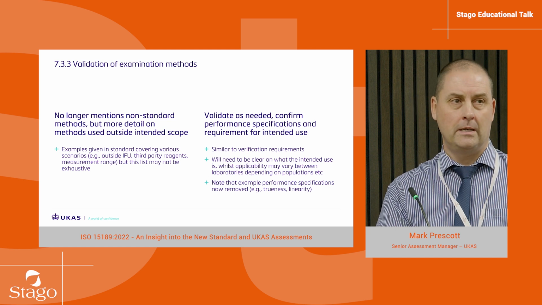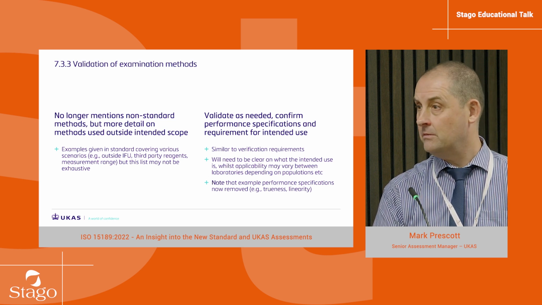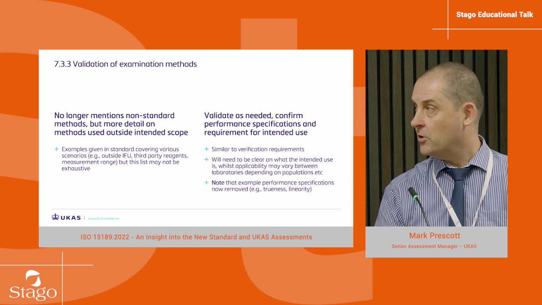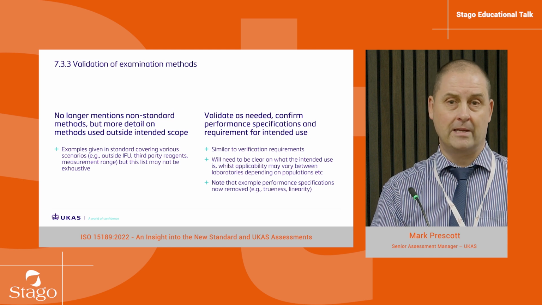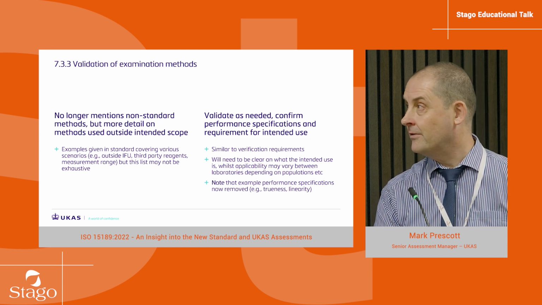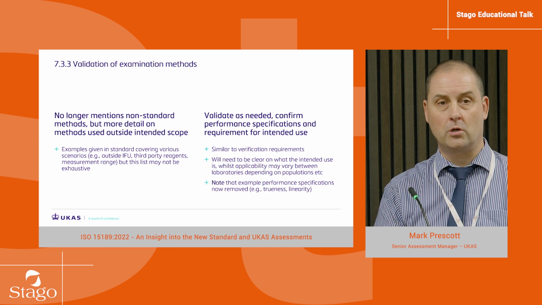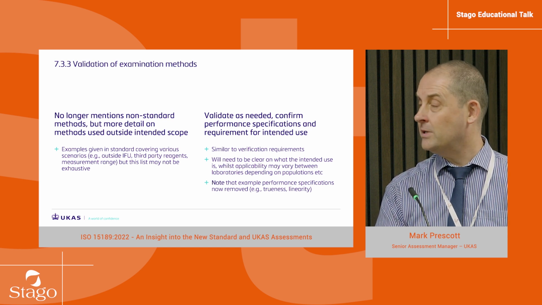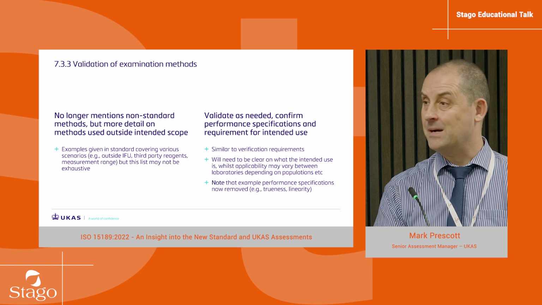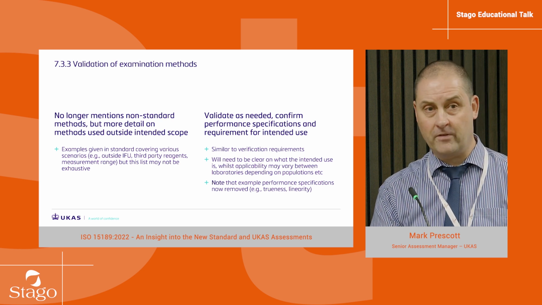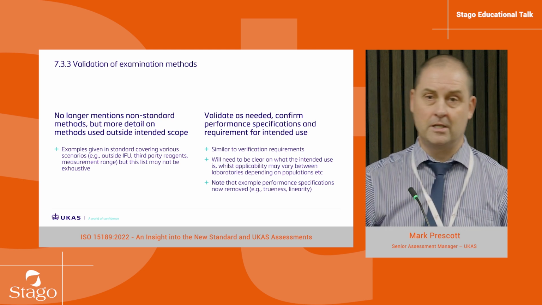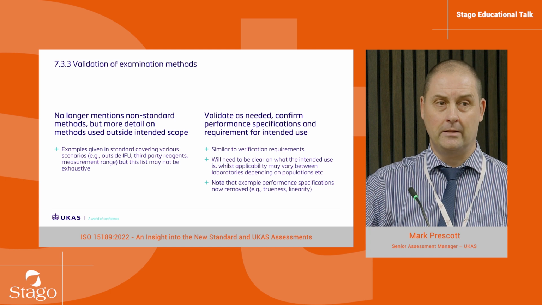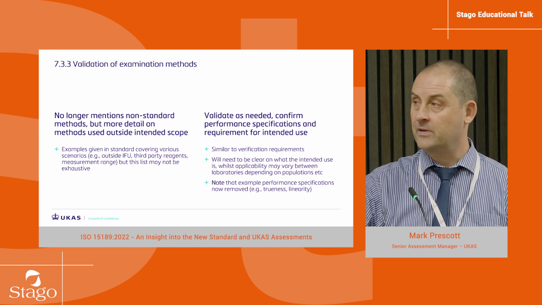So if you're using something outside of its kit insert, you need to validate it. Third-party reagents that are not validated for a given analyzer, you need to validate yourself. Changing measurement ranges. So there are certain situations where you need to validate, and you need to be aware of these things. For example, if an assay is intended for capillary blood, but you're using it for venous blood, you are going to have to validate it. And that requires a lot more work than doing a verification.